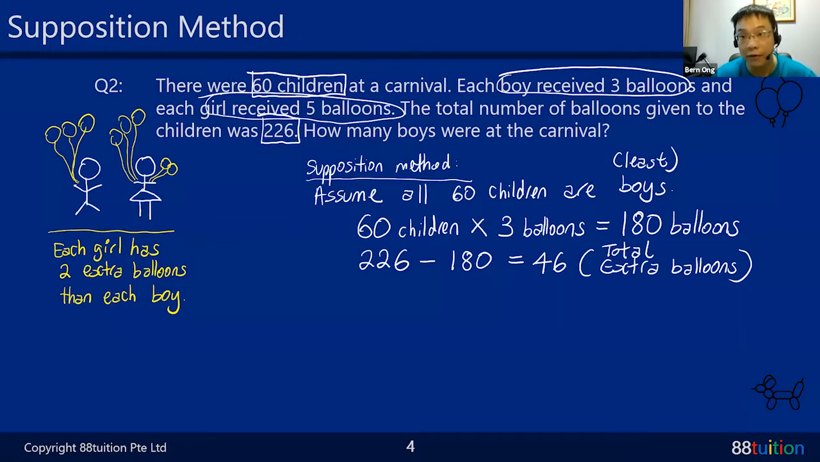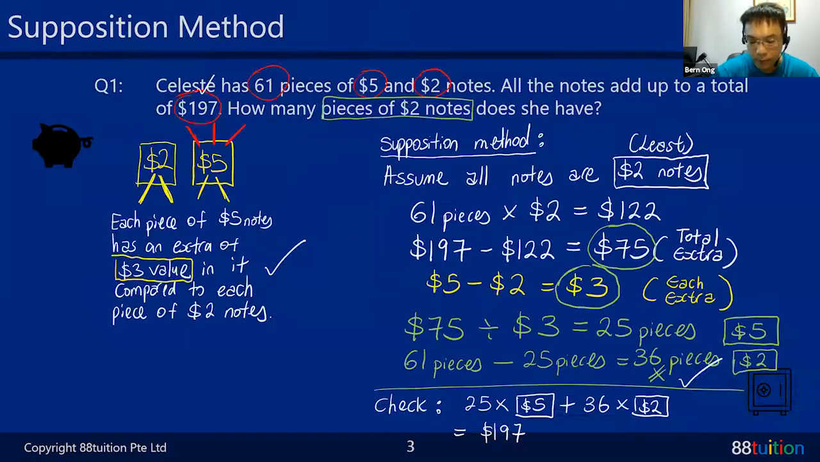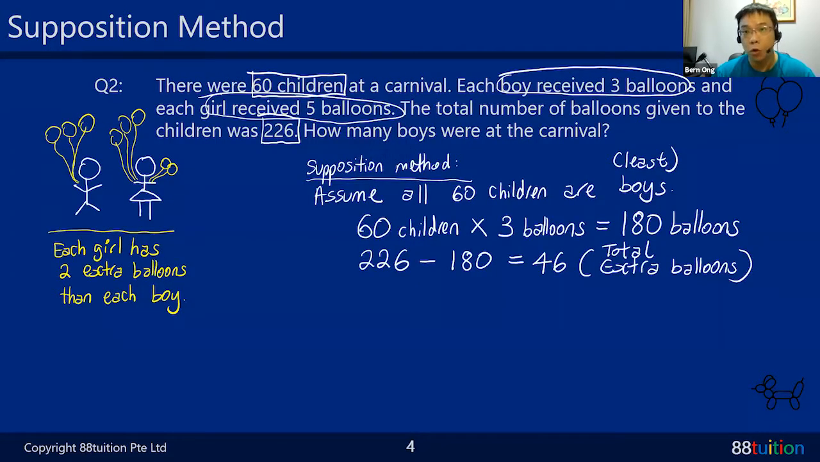My advice, because I like to do math in a very systematic manner, I will always assume that they are the least. Least means what? You compare boys and girls. Boys only got 3 balloons, girls got 5 balloons. So you take boys, 3. Look at the previous question. You compare $5 notes and $2 notes. Who got the least? $2 notes. So I assume all are $2 notes. I always assume the least. When I assume the least, it's easier for me to explain also.